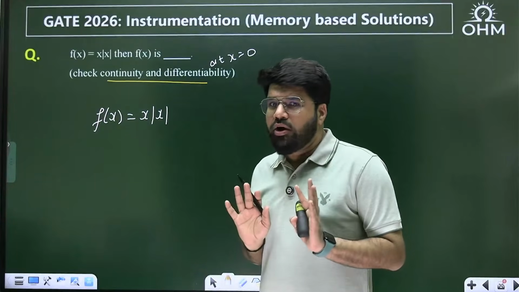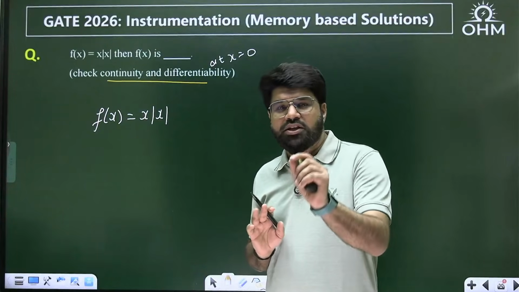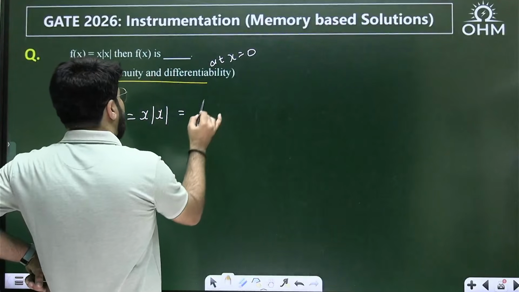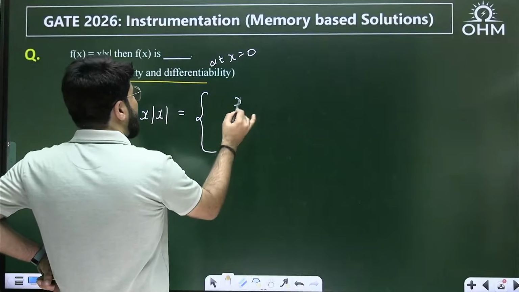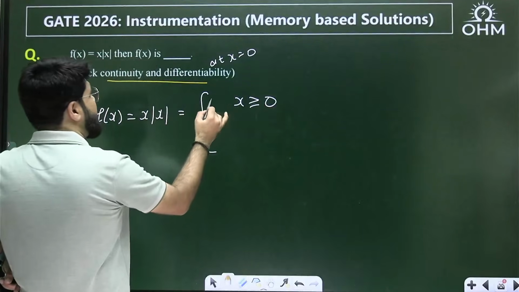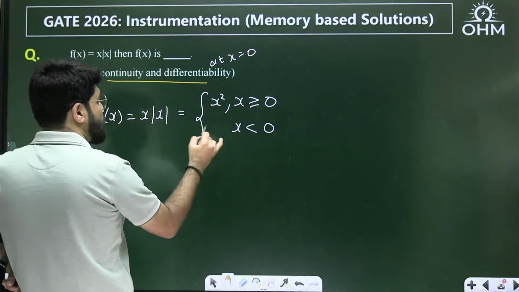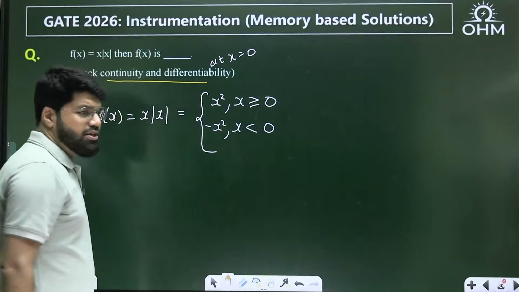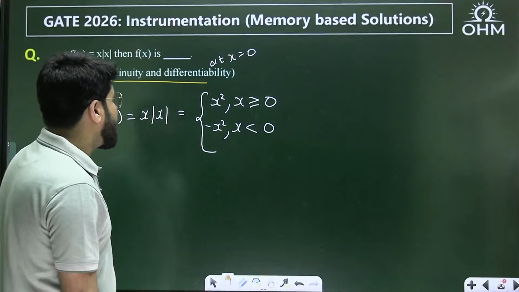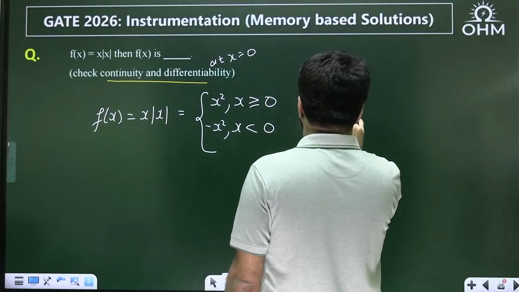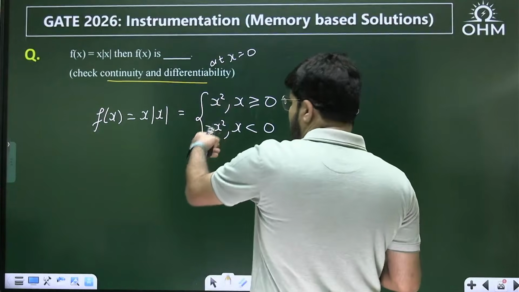If it was only mod x, you know it is continuous but not differentiable at x equal to 0. It has that sharp point. But x into mod x, let us understand. How do you write mod x? When x is positive, mod x is anyways x, so it becomes x square. But when x is negative, mod x is minus x, so the overall function is minus of x square. Now see, whether you see the value of the function from the left side or from the right side. Another way, you can draw the graph also.